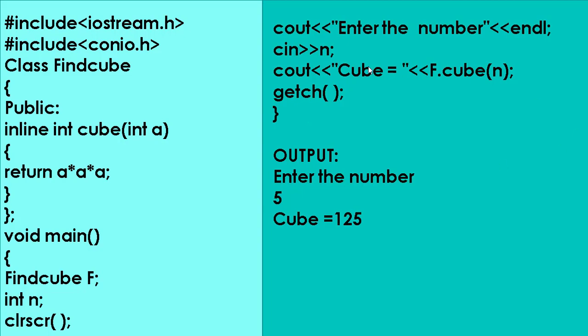See the output over here. Enter the number, that is the input, and the output, that is cube is equal to 125. We have found the cube of a number, where 5 is the number. The cube of 5 is 5 into 5 into 5. That calculation is done here in the inline function and the answer will be stored here. That is, we are using this cube inline function in order to get the output here.